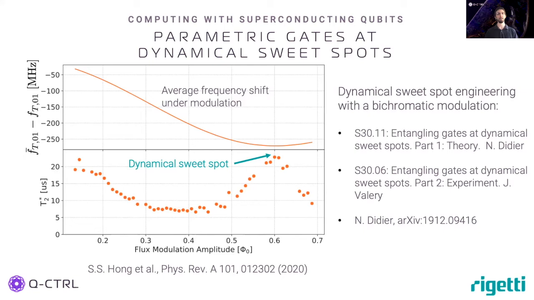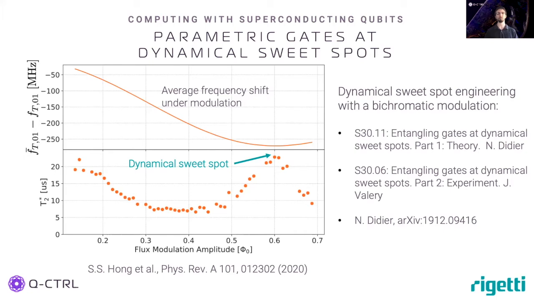In this presentation, we will be looking at moving from a sweet spot to a broader, robust regime for parametric gates. Note also that replacing a single frequency flux drive with bichromatic modulation can be used to engineer properties of the sweet spot. And you can check out the talks and the paper by our colleagues at Rigetti for more information.